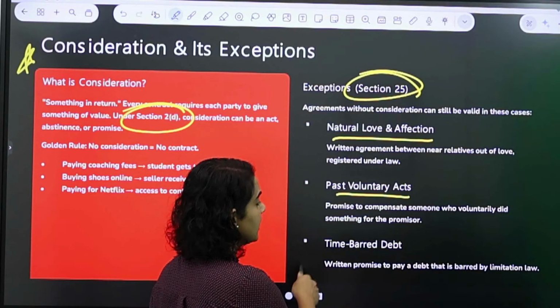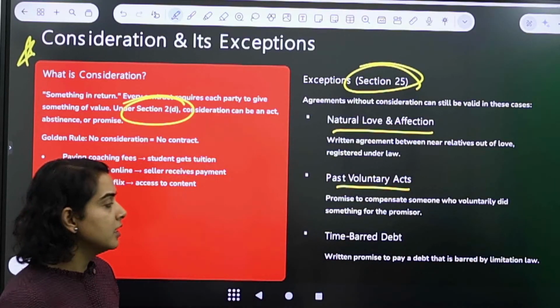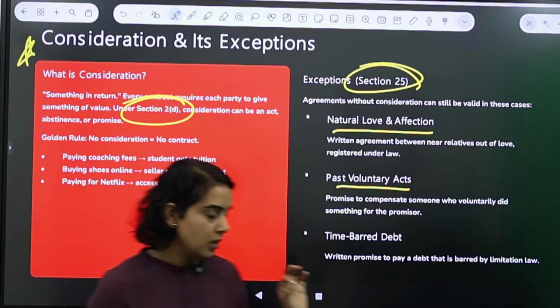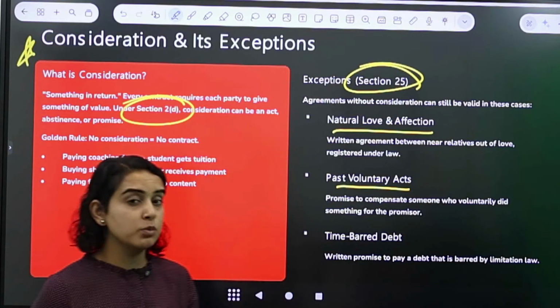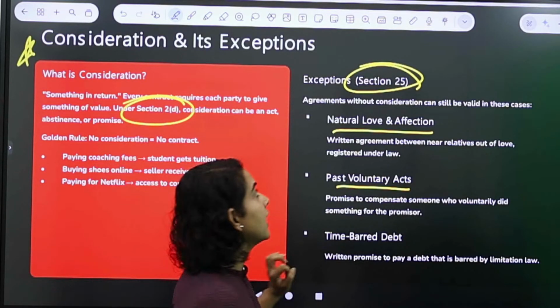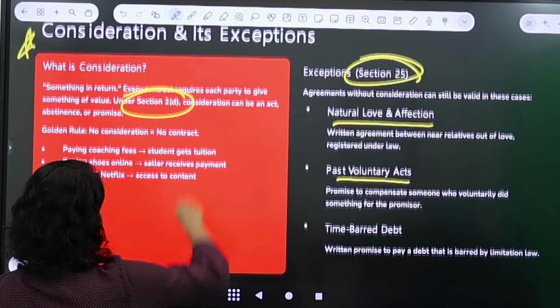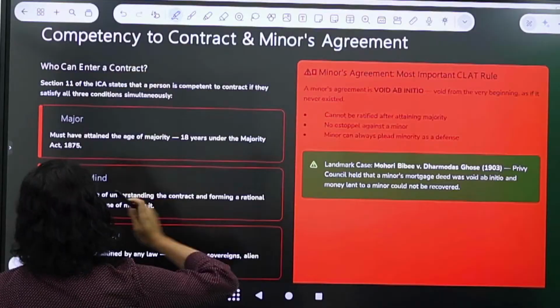Then if there is any time barred debt, when there is a promise to pay a debt which is barred by time, where the limitation period is over, right? In that case also there can be a contract without consideration.